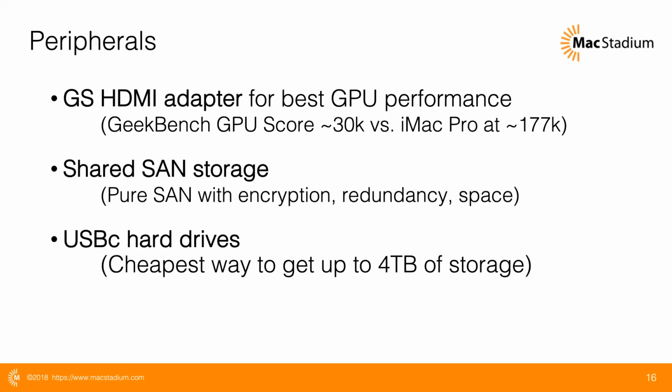Now, that's a pretty decent score, but you should keep in mind that it really doesn't hold a candle to some of Apple's highest end video and graphics machines like the iMac Pro, which has a GPU score of 177,000, so almost 5 times faster, which is why we make sure that you get all the performance you can out of it with those HDMI adapters. So like I said, those come for free with every one of our 2018 minis.